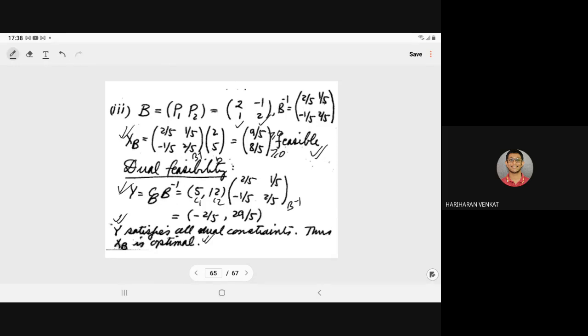Ultimately, what we are checking is Zj minus Cj. Zj minus Cj means CB B inverse Pj minus Cj, right? And CB B inverse is what? It is Y Pj minus Cj. Because the problem is of maximization, it should be greater than or equal to 0. So it will give you Y Pj greater than or equal to Cj. That is the dual constraint. Ultimately, we are doing the same thing. Clear?